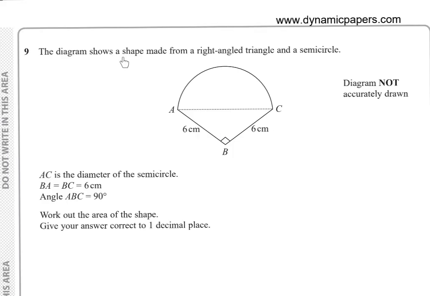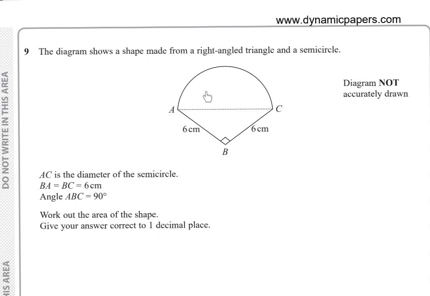Number 6, the diagram shows a shape made from a right angle triangle and a semicircle. AC is the diameter of the semicircle. BA equals BC equals 6 centimeters. Angle ABC equals 90. Work out the area of the shape. Give your answer correct to 1 decimal place.